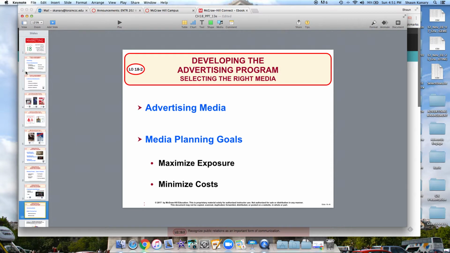It's important that when we're developing the advertising program that we select the right media, meaning what channel, right? Are we going to use TV? Are we going to use radio, billboard? Are we going to use the internet? It's important also to set realistic goals and expectations. How are we going to maximize the exposure? How are we going to minimize costs? It's important that we keep these two things in mind when trying to develop our plan.